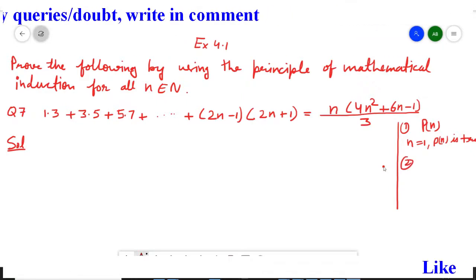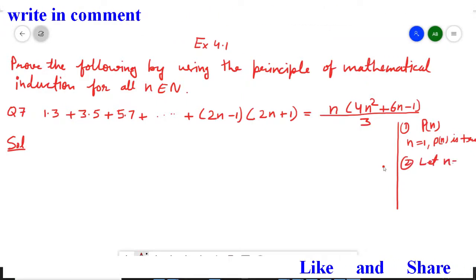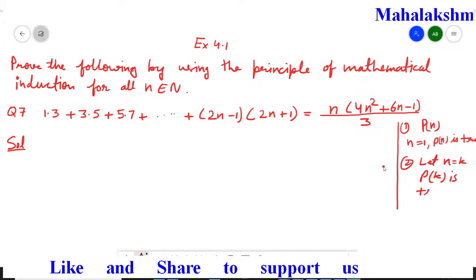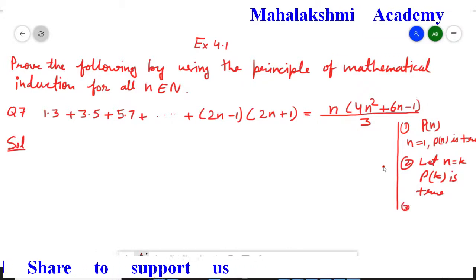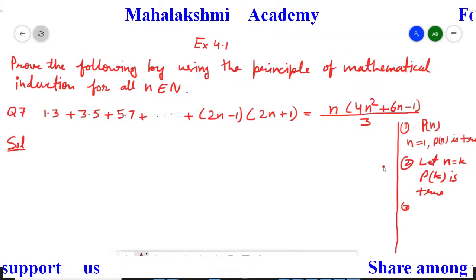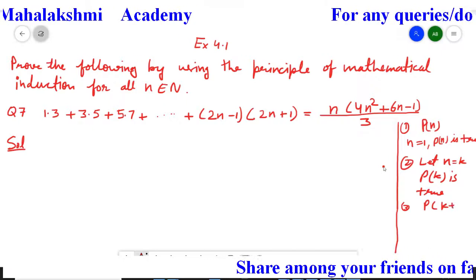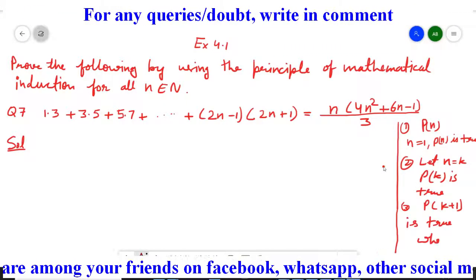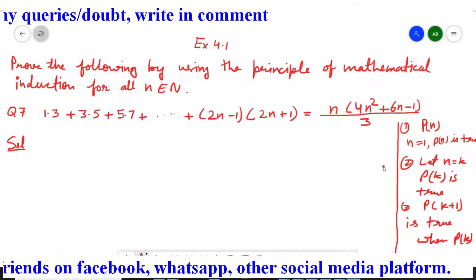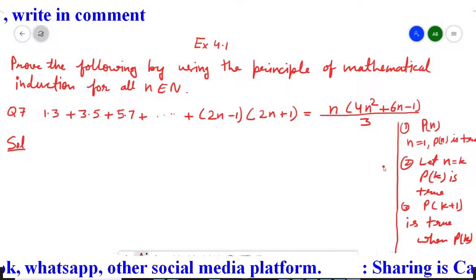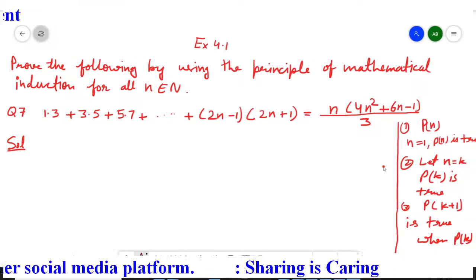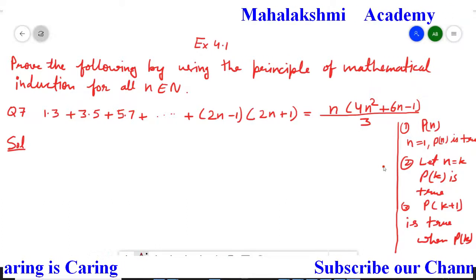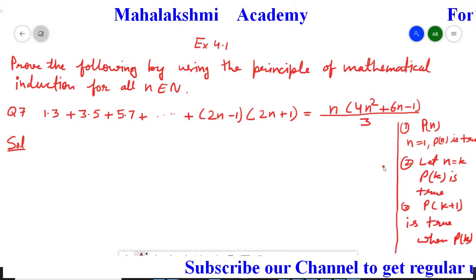And second step, we have to assume that for n equal to k, the statement Pk is true. And in the third step, we have to prove Pk plus 1 is true when Pk is true. So these are the three steps through which we have to conduct our solution, so that we are able to prove the given equation is true for all natural numbers.